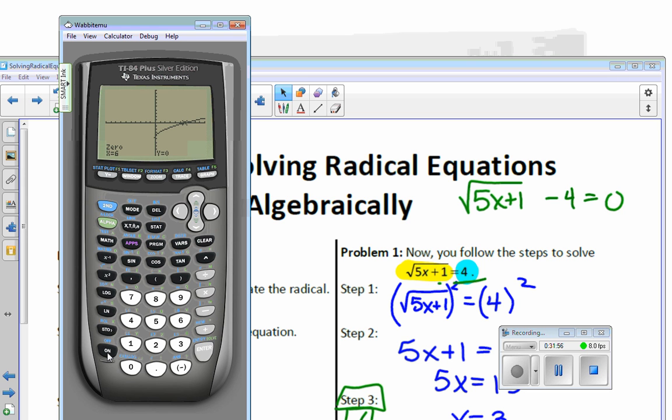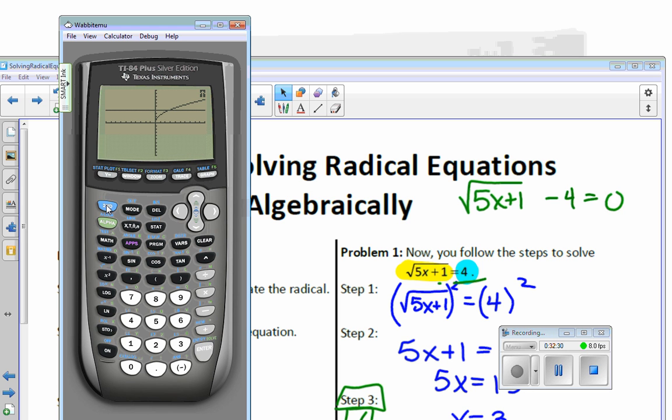So if I go to y equals, I'm going to clear that out. Just on the left, y1, I'm going to plug in the square root of 5x plus 1. That's it. And then y2, I'm going to plug in a 4. Because what's on the left-hand side goes in y1, what's on the right-hand side goes as y2. And then if I graph it, you're looking for the intersection of the two graphs. Now you're not looking for the 0 anymore.